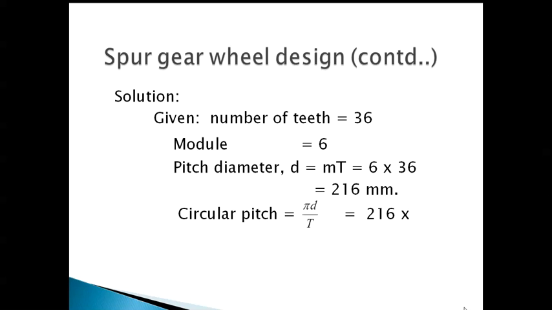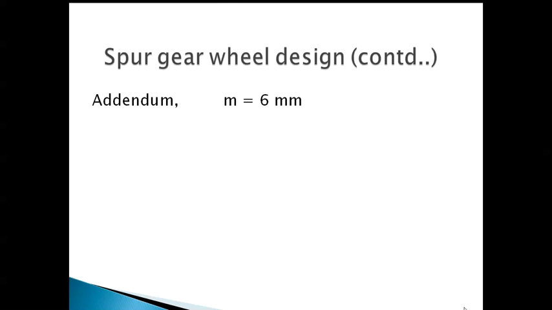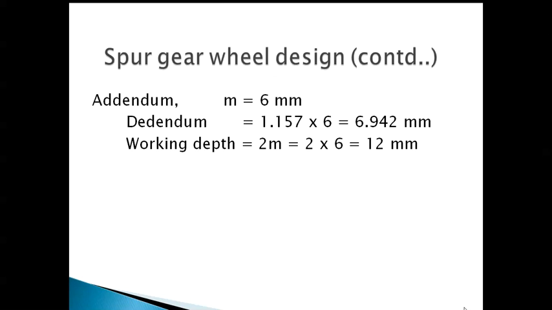Now the circular pitch: we know circular pitch is pi D by T. We know the value of D, that is 216 into pi by 36, where T is 36. From this we get the circular pitch as 18.84 mm. Here the addendum will be m, which is 6 mm, and the dedendum is 1.157 m, that is 1.157 into 6, that is 6.942 mm.